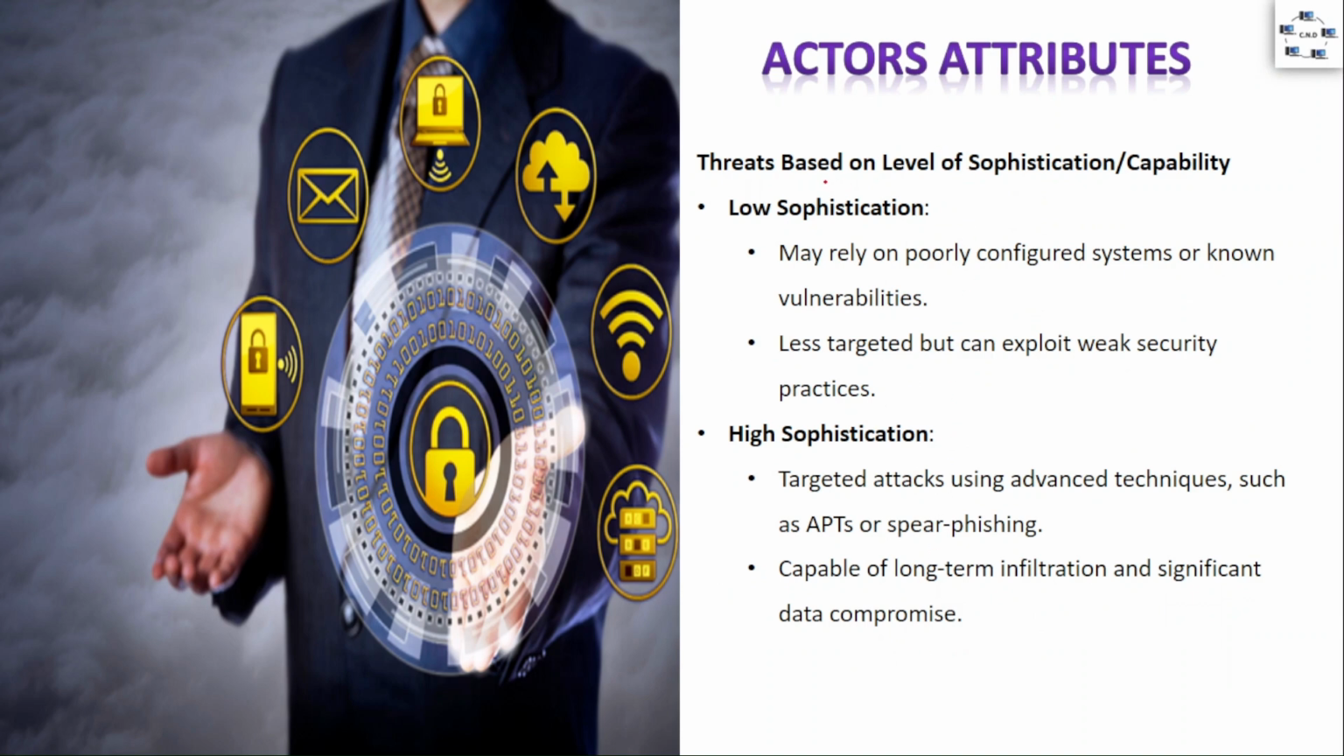So another attribute is threat based on level of sophistication or capability. So some are low sophistication, which may rely on poorly configured systems or known vulnerabilities, less targeted but can exploit weak security practices. And the actors may have high sophistication. So these are targeted attacks using advanced techniques such as advanced persistent threats or spear phishing, and they are capable of long-term infiltration and significant data compromise.